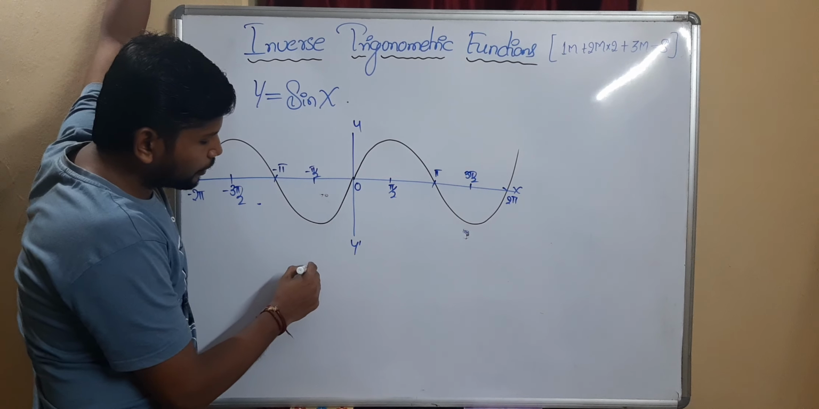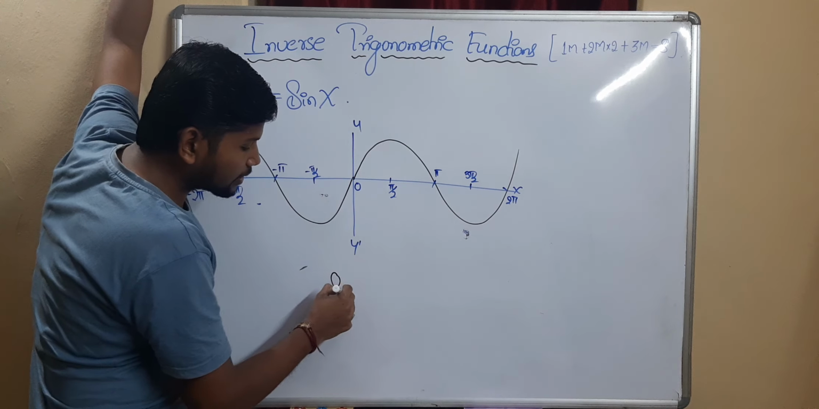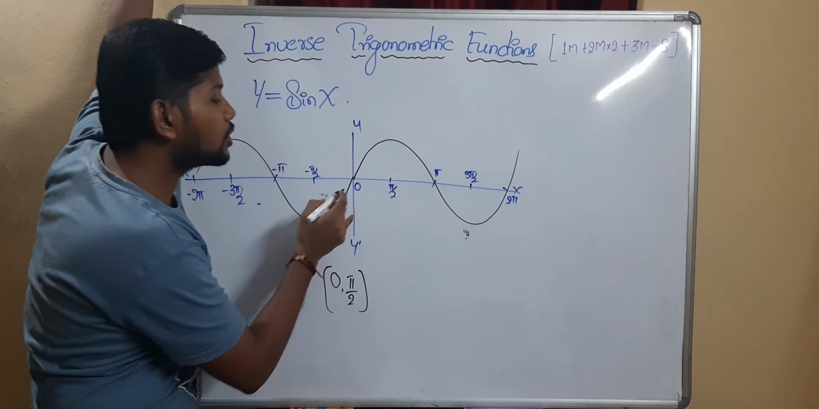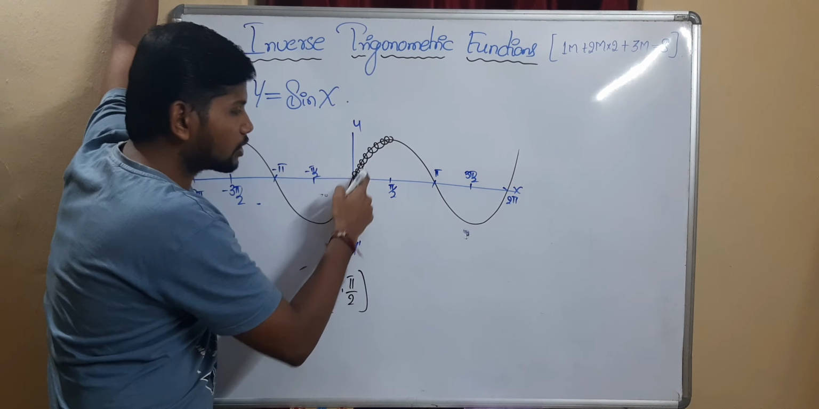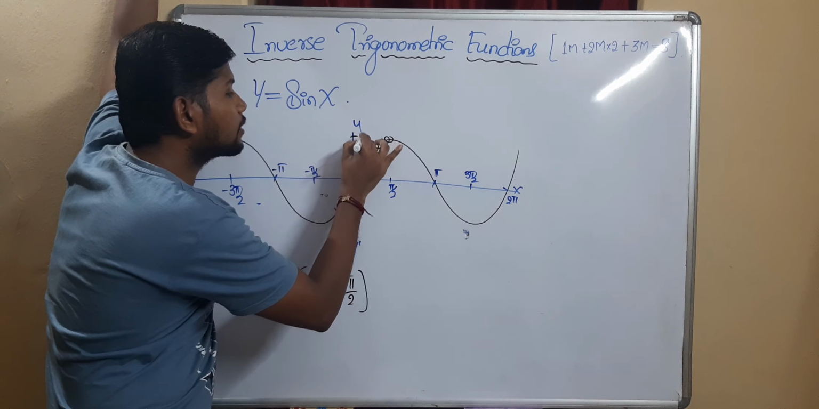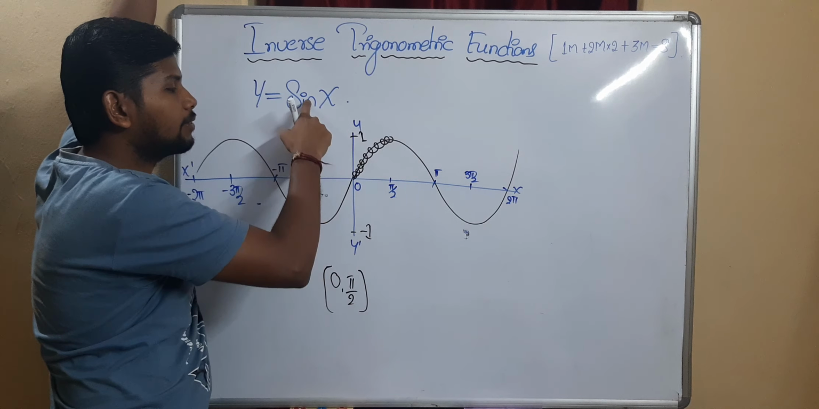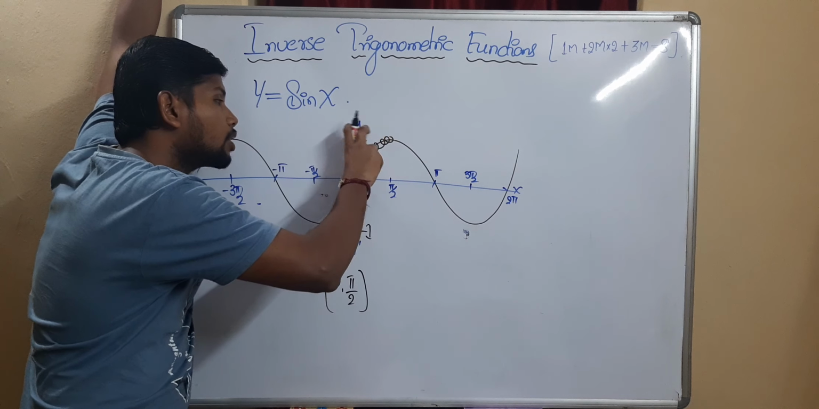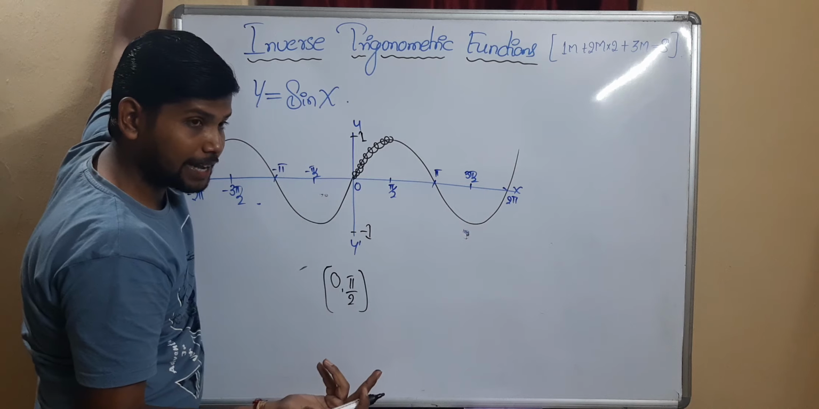Now I'd like to discuss this. Concentrate. If you say the interval is 0 to pi by 2, I need to check whether it is covering everything, but it covers only 0 to 1. Sine has a maximum value of 1 and a minimum value of minus 1. It is only covering positive values, but negative values are left over.